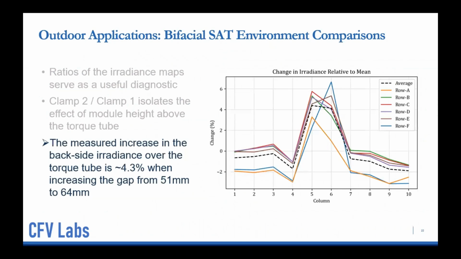So if we look along the module long dimension here, it's basically as column. And we look at different rows within the data, you can see that the average is roughly about 4.3% increase in the backside irradiance. This is just direct measurement, no modeling, no assumptions, just increasing from 51 to 64. So this is exciting for us to see that there's a direct confirmation that we can, with this instrument, resolve even roughly a 1 centimeter, a little over 1 centimeter change in that gap. This is pretty interesting to us.